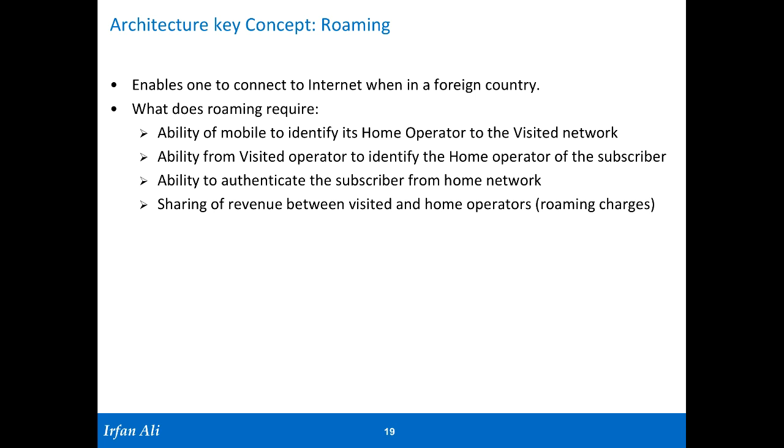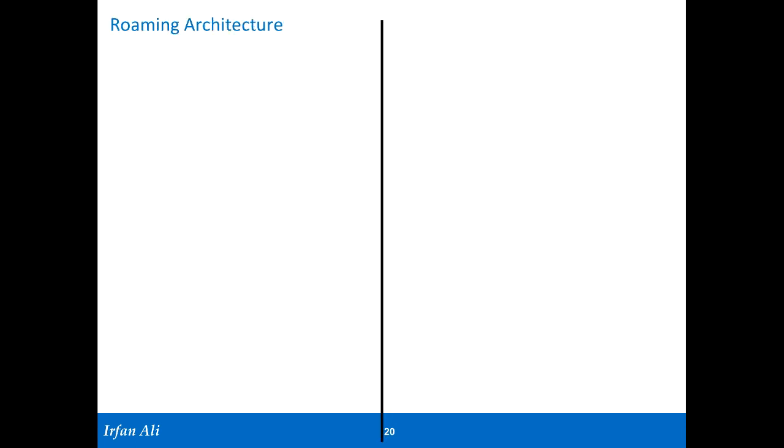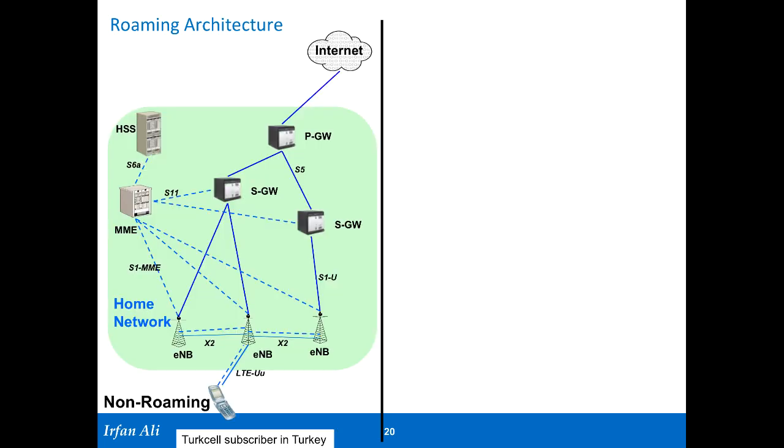And this has an impact on the architecture itself. Let's take a look at what a non-roaming and roaming architecture would look like. The non-roaming architecture is what we have seen so far. It's the usual concept that you are in your home network and all your network entities are in your home network. So this is in Turkey, you're in the Turkcell operator. All of these entities are in Turkey, in Turkcell's data centers. Of course, these are out in the field, and these are out in various data centers in Turkey.